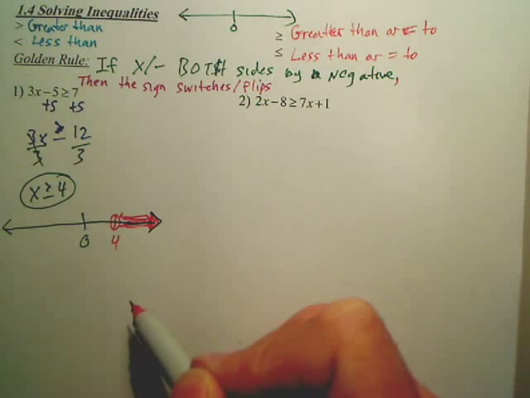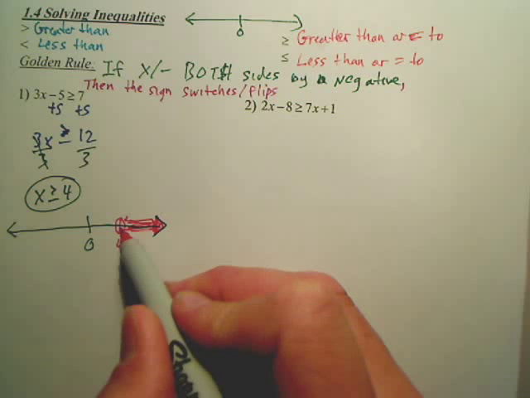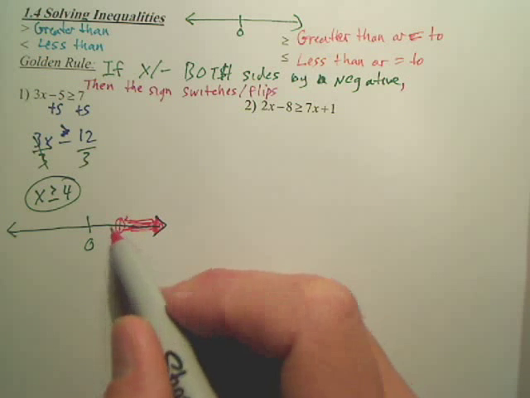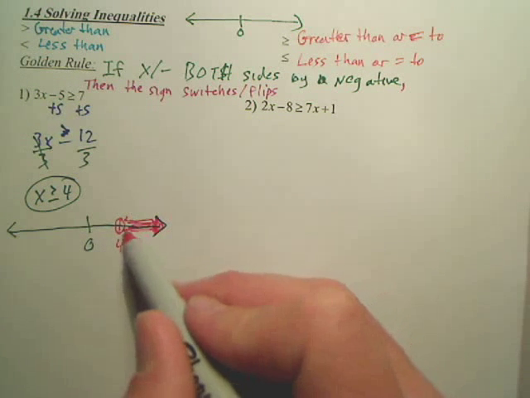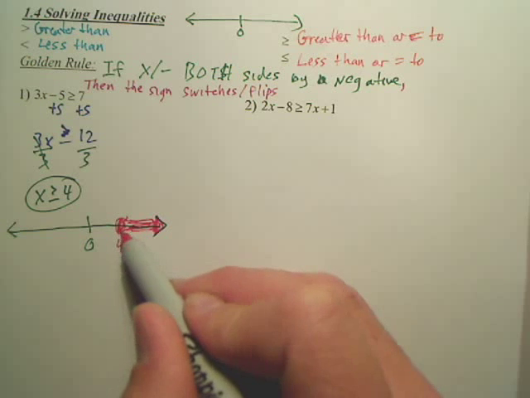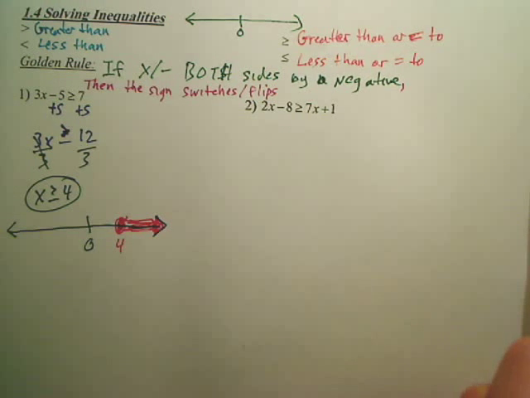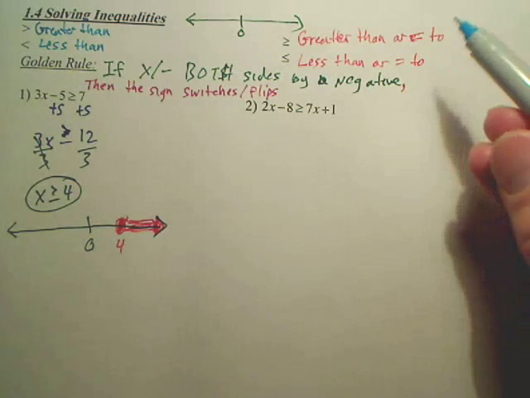Now, the one thing you have to worry about is 4 part of your answer? Does that say greater than or equal to 4? Or just greater than 4? It says greater than or equal to. So 4 is actually part of your answer. So how would I represent 4 being part of the answer? Shade. You've shaded in. If 4 was not part of your answer, do you understand you would leave it open? You'll see more of that.